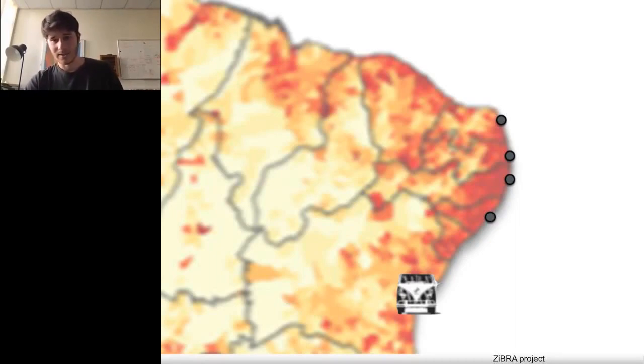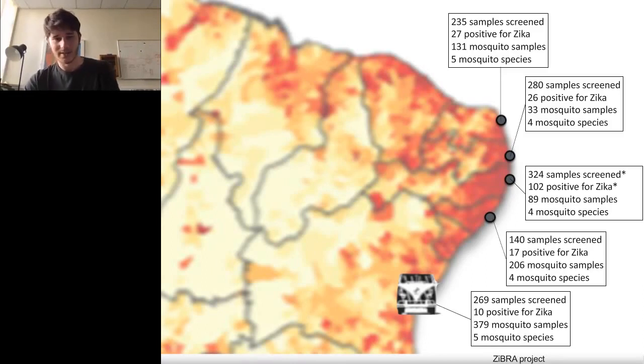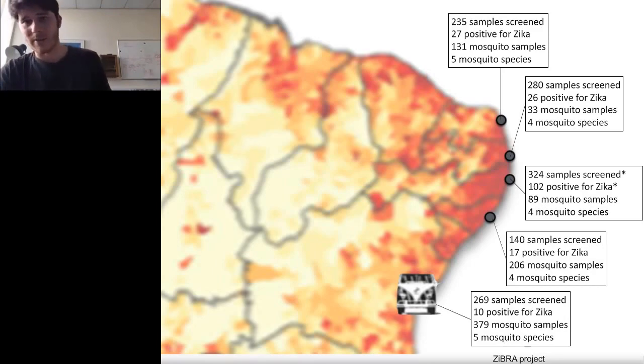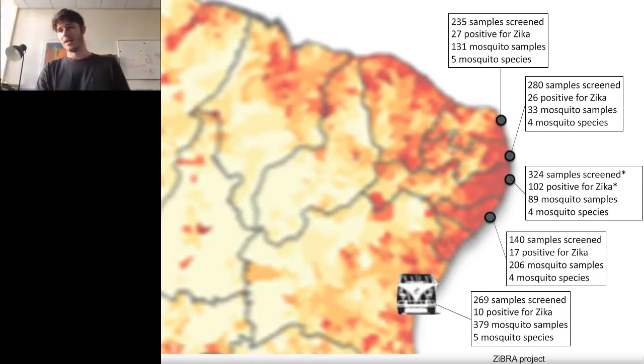And this is an animation showing where the ZiBRA bus went along the northeast coastline. In each place we screened hundreds of samples which we were given by the public health labs, and on average about 10% were positive for Zika. So there was quite an attritional process, because we still had to extract, organise and test every sample, even though we only got 1 in 10 that were positive for Zika.